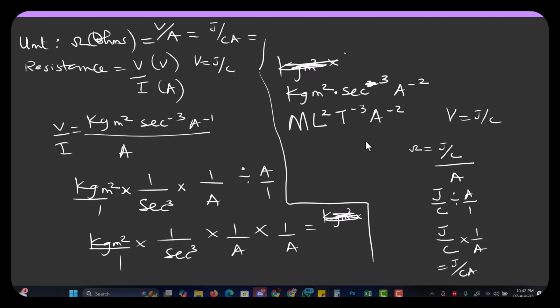That's the dimension of resistance. So automatically, we've gotten the dimension of resistance as M L squared T minus 3 A minus 2. That's the dimension of resistance. So I'm sure that every other quantity that you've come across is not going to be a big challenge. I believe that you can handle them.